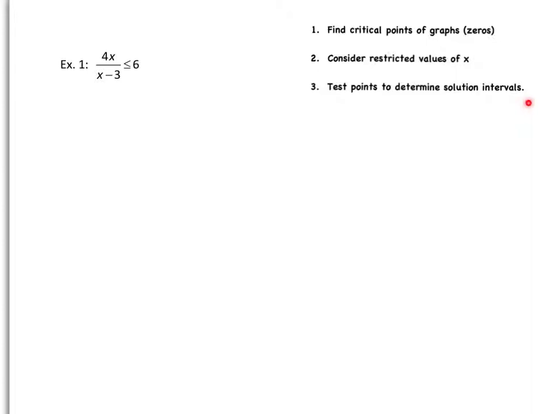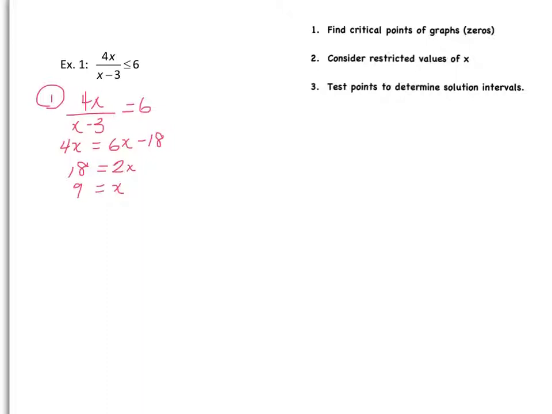So let's solve this inequality first as if it were an equation. So we're going to take 4x divided by x minus 3 and set it equal to 6, solving for x. So multiplying both sides by the denominator, we have 4x equals 6x minus 18, which will give us that 18 equals 2x, therefore x equals 9. So we know that we're going to have a critical point on the x-axis at 9.